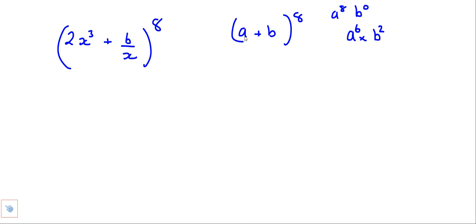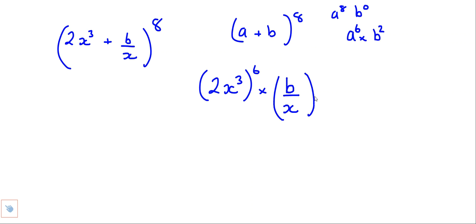So then we replace the a and the b with these 2 things. So we then have, instead of a to the power of 6, we have 2x cubed, all to the power of 6, multiplied by, instead of b, it will be b over x, all to the power of 2. Do you do that to cancel out the x's? So in this case, the x's will cancel, yeah? That's what I was trying. So the beginning will be 8, 2.